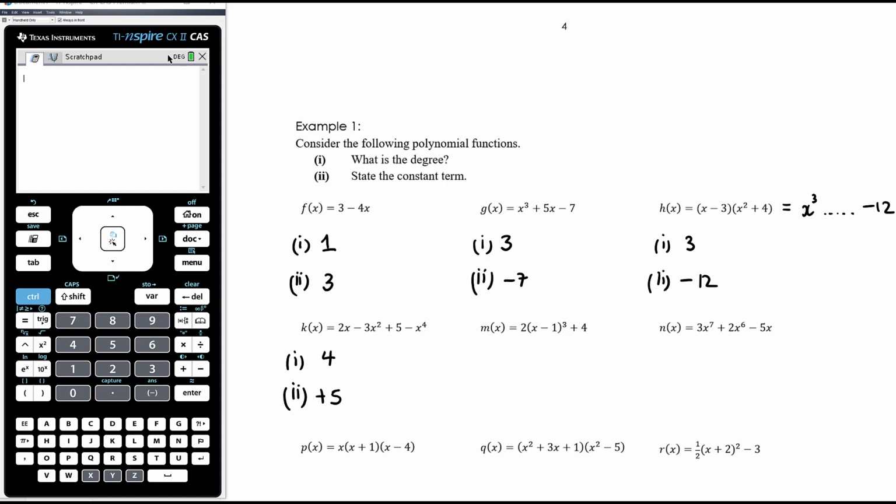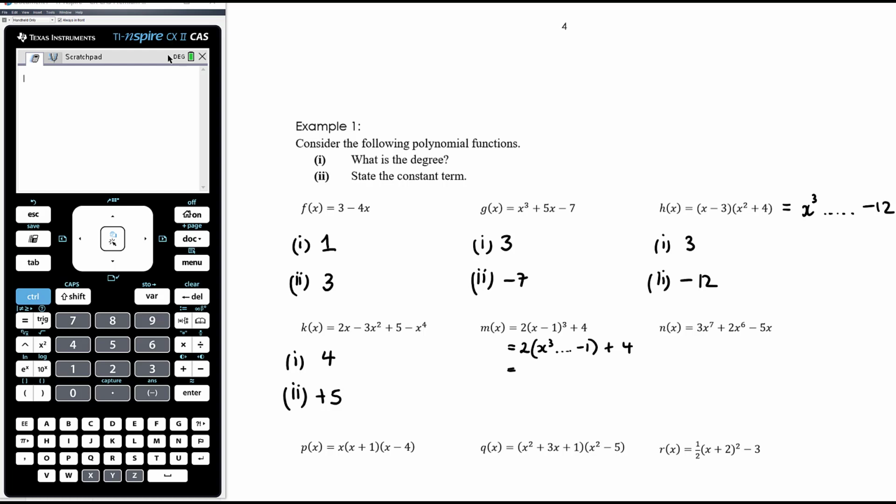m of x, again, it's not expanded out, so let's be careful. 4 is not the constant term here because there's going to be a constant that comes out of that bracket. So if you think about this, when you expand out that x minus 1 all cubed, again, I'm not really interested in all of it, but it'll have x cubed at the beginning, and it'll have -1 times -1 times -1, so -1 at the end, okay? And there'll be plus 4.